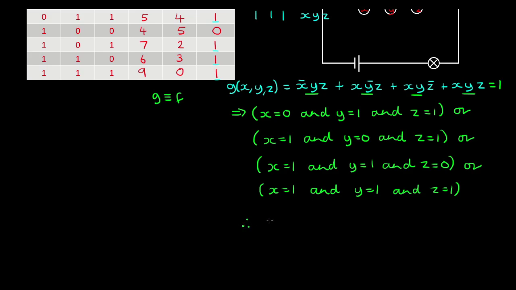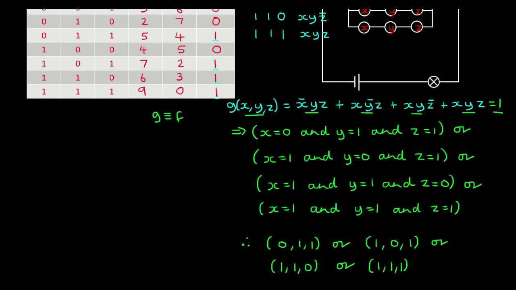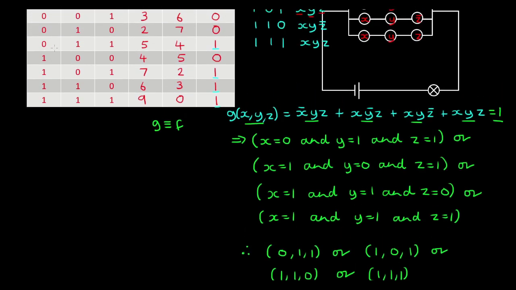So therefore, we have 0, 1, 1, or 1, 0, 1, or 1, 1, 0, or 1, 1, 1 for g to evaluate to true. So if we scroll up, the inputs of our function g match the inputs of our function f that produce the majority of votes that are in favor. And therefore g is equivalent to f.